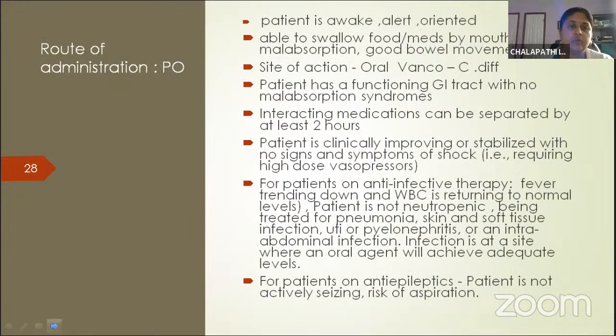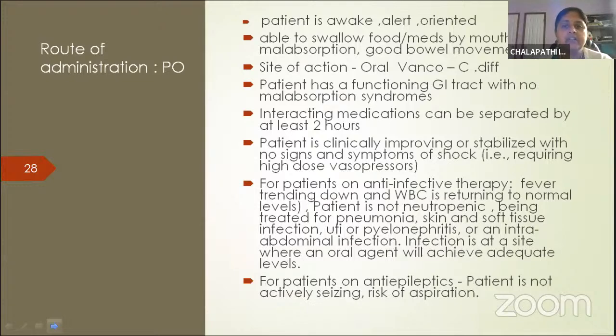There was a question on route of administration. I have a lot of information here; you can just go through that. So when do you choose what route? If the patient is awake, alert, able to swallow, able to absorb it well, then oral will be the way to go.